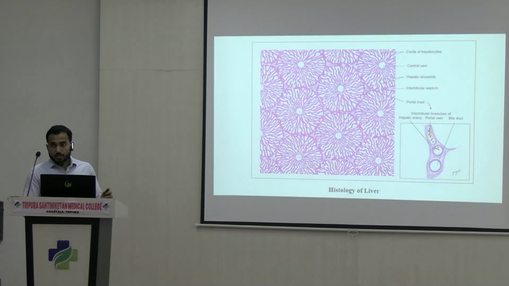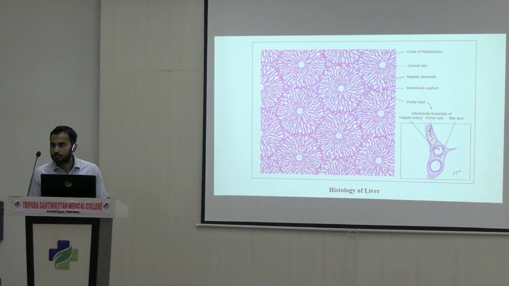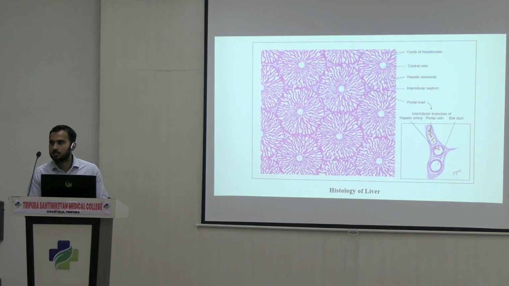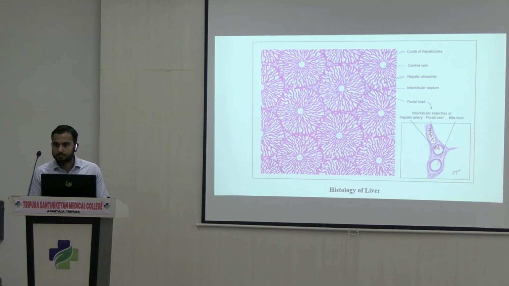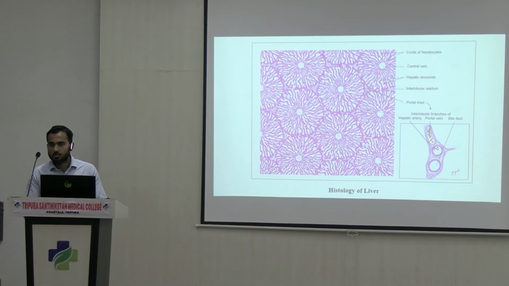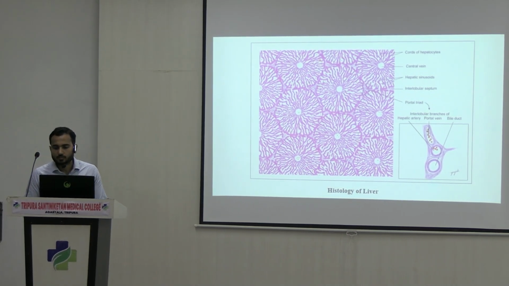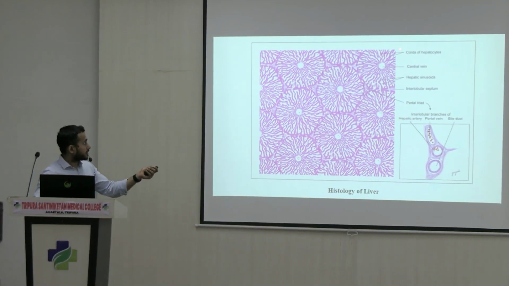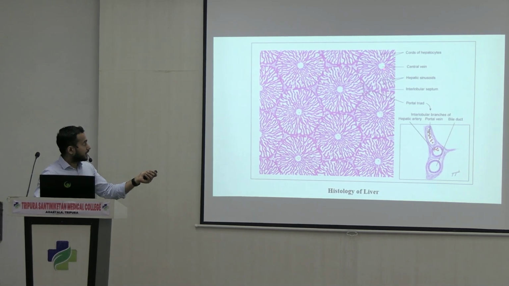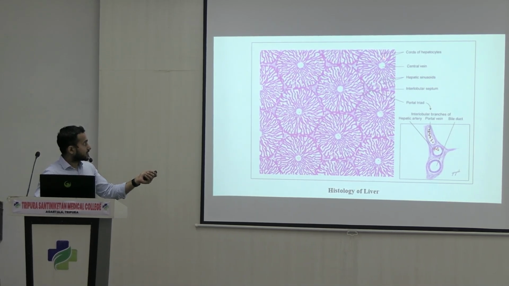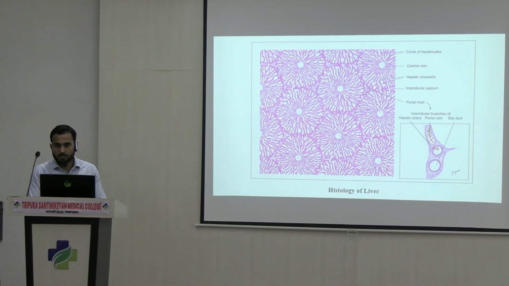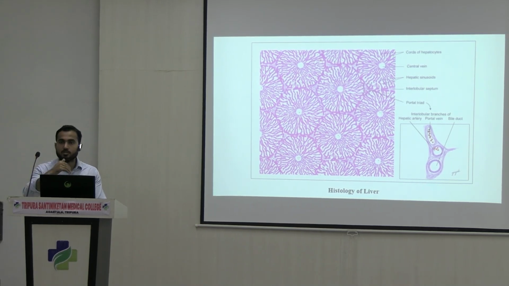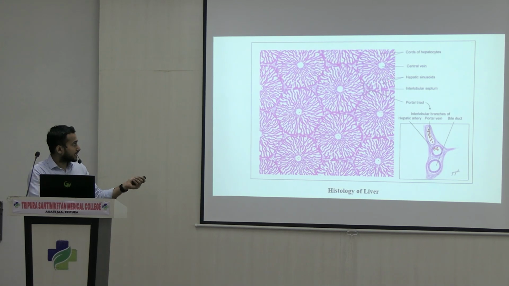Next, the most important part, that is the diagram, because in histology, the diagram is the most important concern among students. This is the schematic diagram of the histology of liver under low magnification. What you can see over here first are the cords of hepatocytes, and you can see the central vein. The spaces in between the cords of hepatocytes are called hepatic sinusoids.